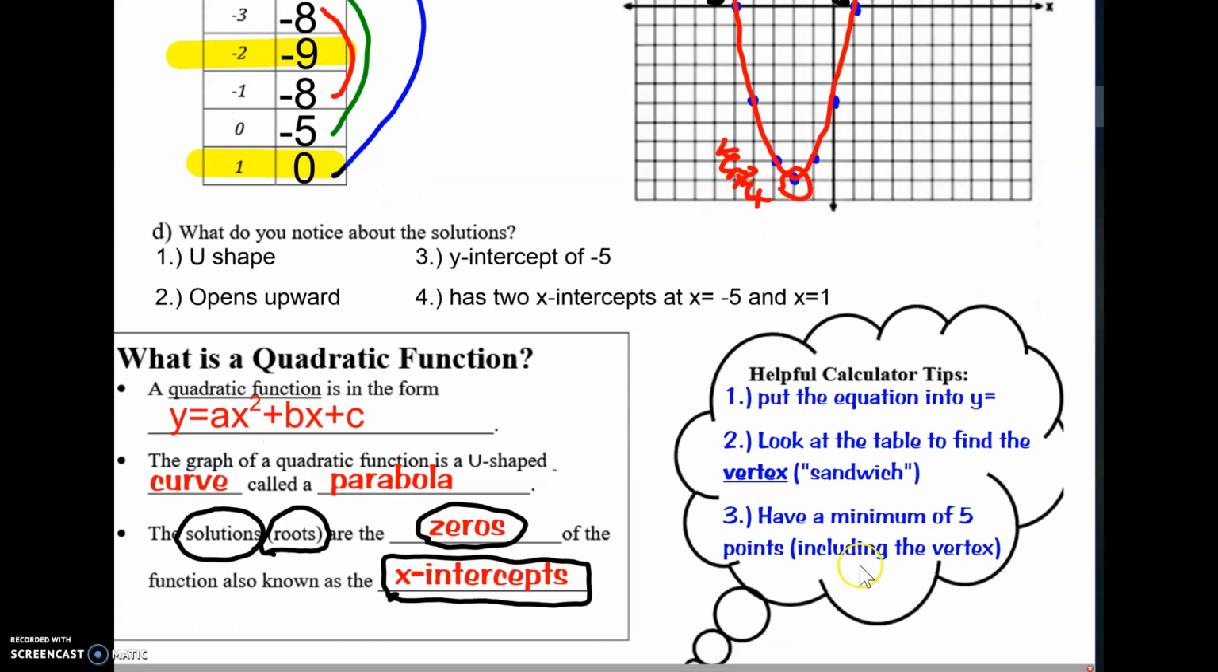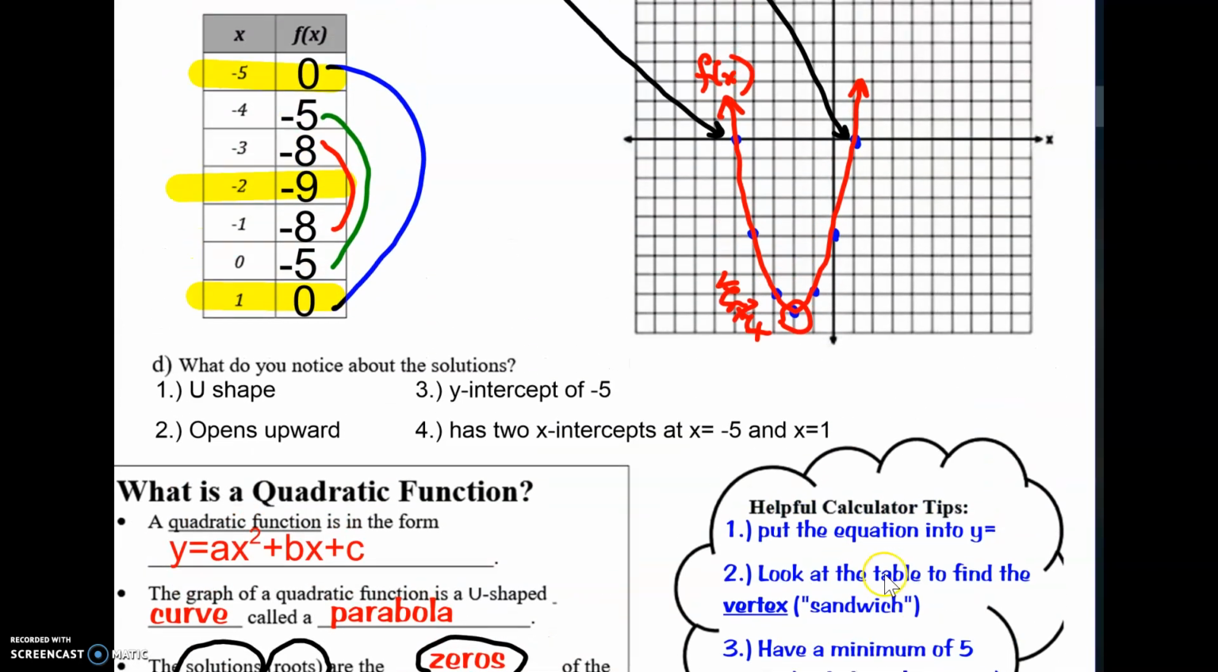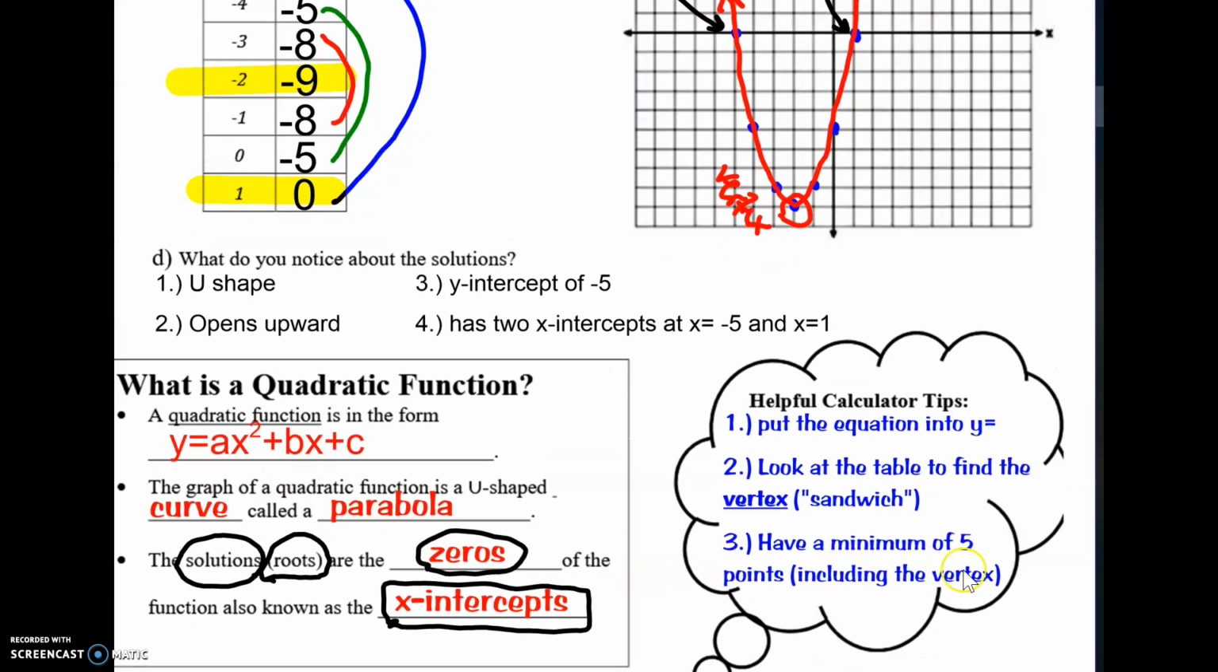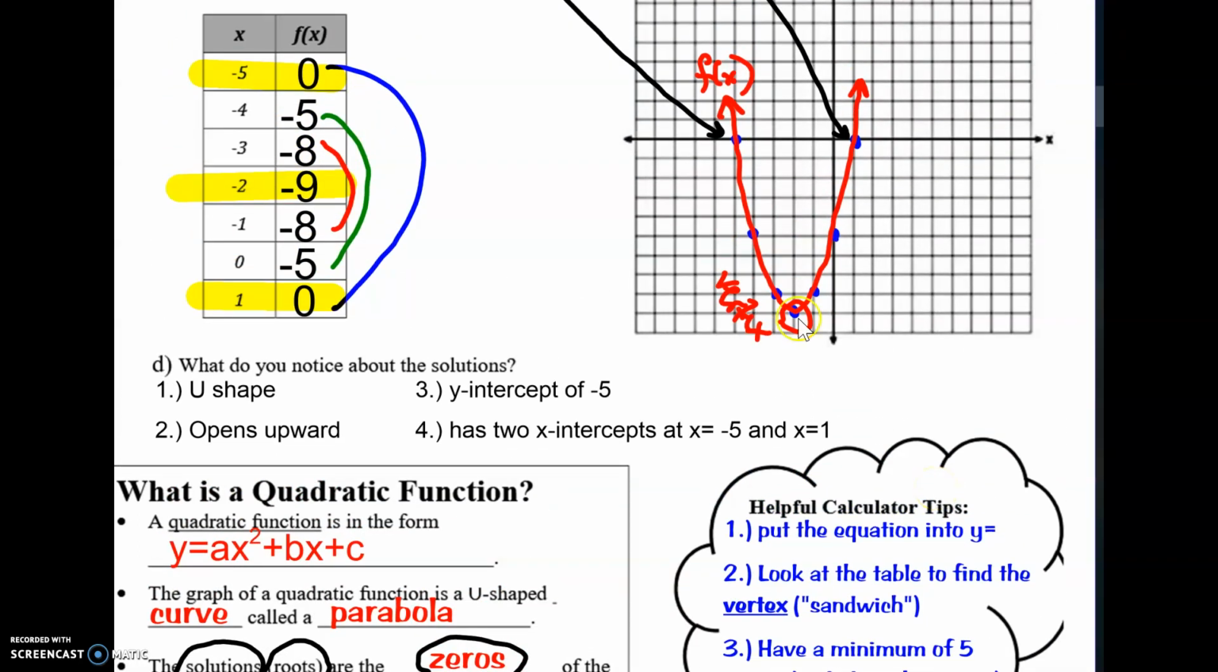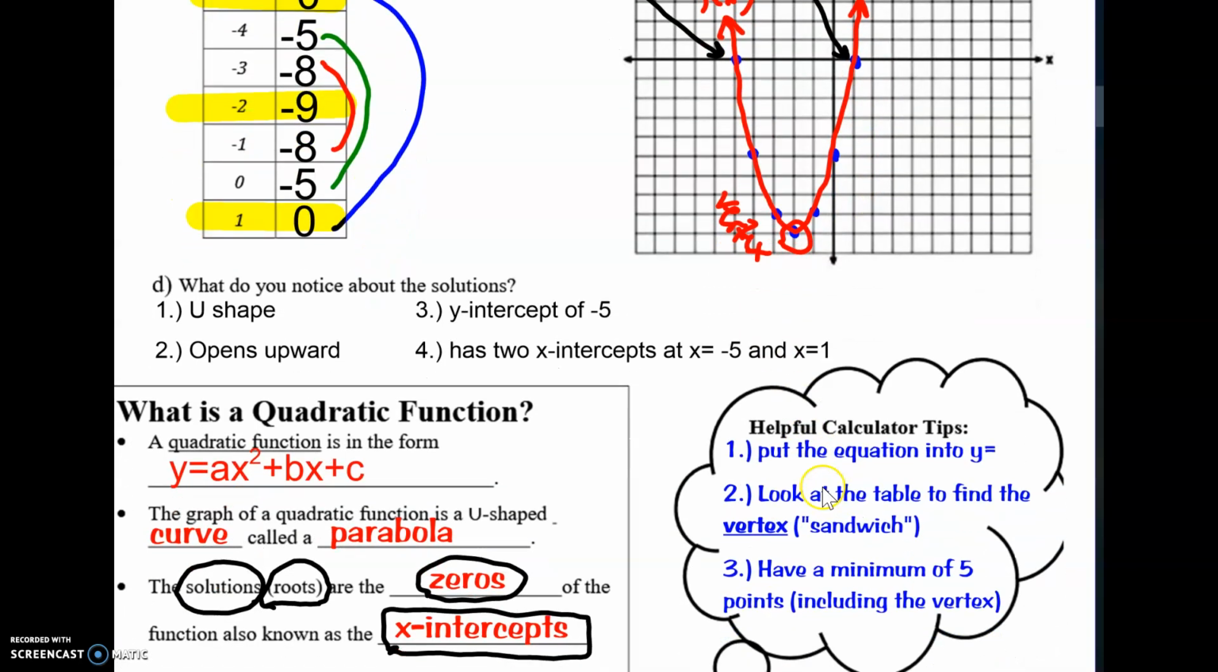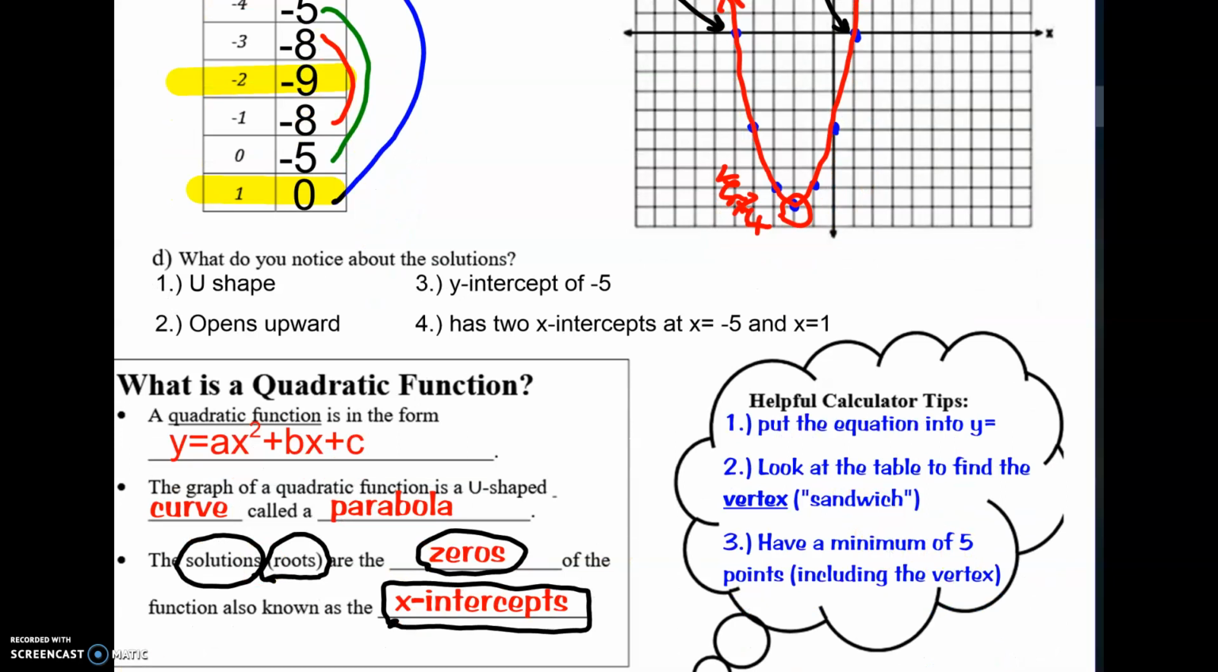You also want to have a minimum of at least 5 points when you graph, and you always need to include the vertex. So here's my vertex, and you want to have at least 2 points on either side of the vertex. I went beyond that, and I have 3 points on either side, but you want to have a minimum of 5 points in your graph.